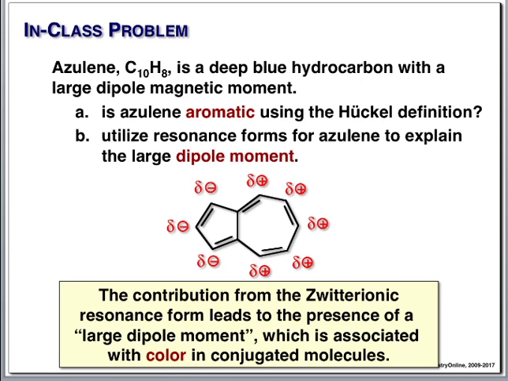Now, back in the old days, the test for whether something was aromatic or not was you would draw it out, you would count the electrons, you would figure out if it was planar, whatever, whatever. These days, we use nuclear magnetic resonance, NMR.